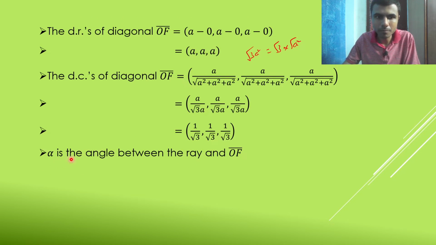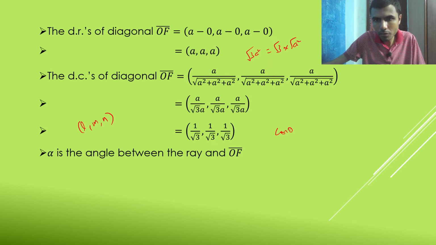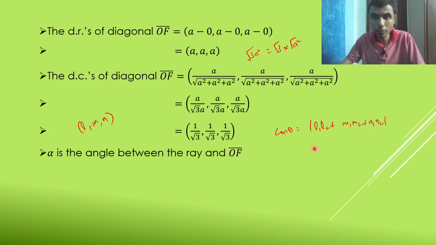Now, alpha is the angle between the ray and OF bar. Now, the DCs of the ray are l, m, n. What is the cos theta formula? Cos theta formula is mod of l1 l2 plus m1 m2 plus n1 n2.